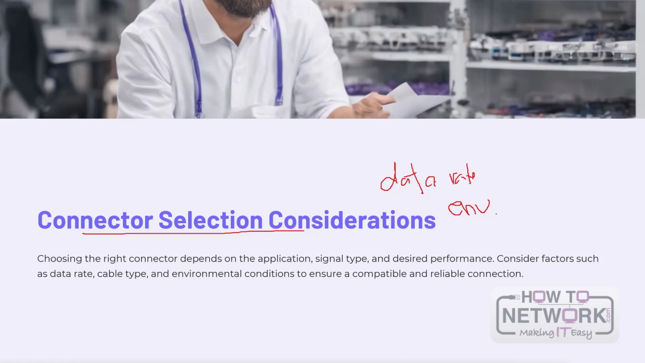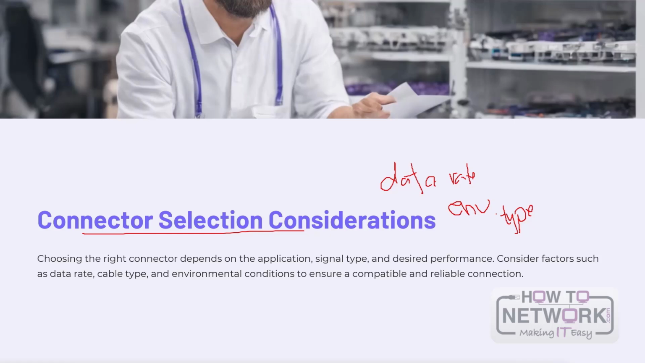Now, the type of cable used for the network connection is another key factor. Fiber optic cables, known for their high bandwidth and long distance capabilities, often utilize SC, LC, and ST, right? However, the copper cables used in traditional Ethernet networks commonly employ RJ45 connectors.